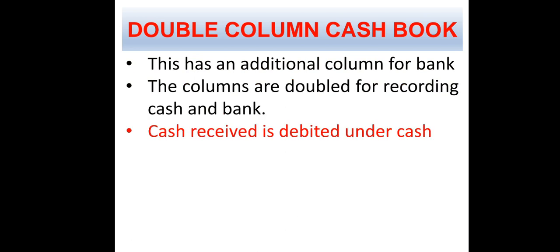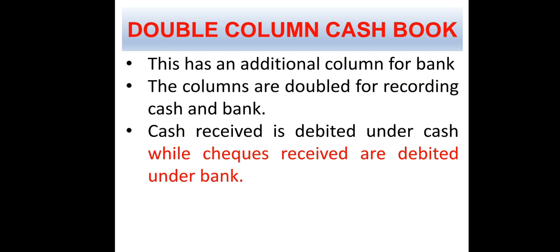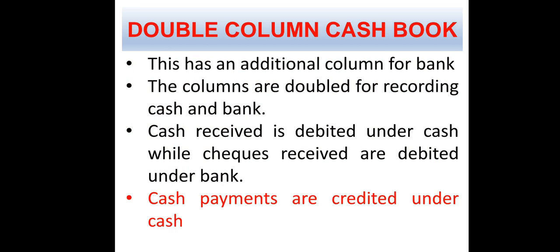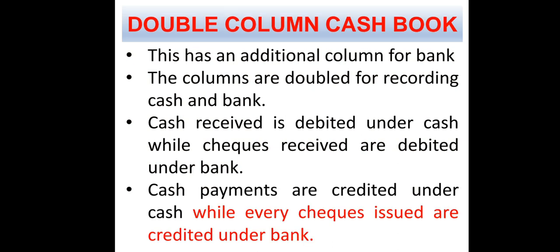When cash is received, it will be recorded under the cash at the debit side, and when a check is received, it will be recorded under the bank at the debit side of the cash book. The same thing happens each time the business makes payment in cash, that will be credited under cash in the cash book, and when the business makes payment by check, that will be credited under bank in the cash book. So let's take an illustration on double column cash book.